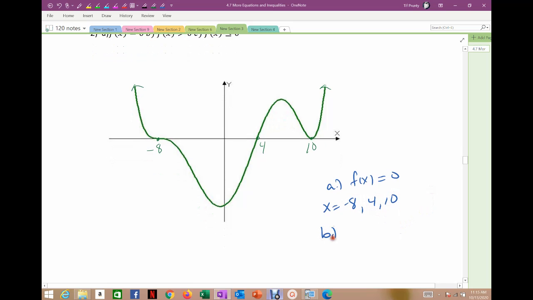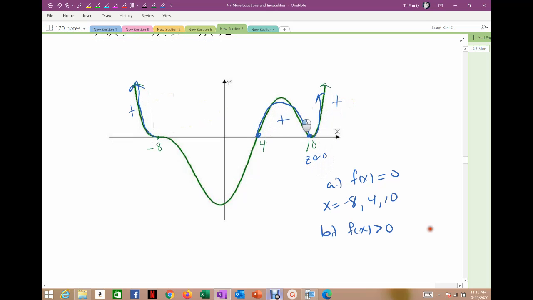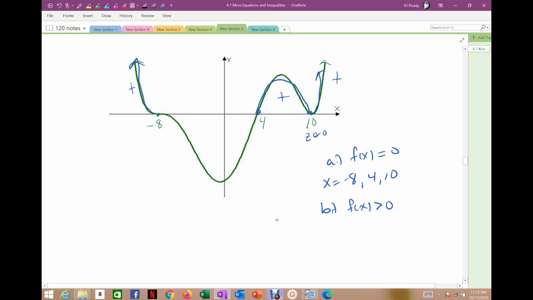Alright, then B is asking for when is it positive? F of x greater than 0, so it's positive. And so the parts that it's positive is here, right? This piece is positive between the 4 and the 10, not including the 10, that's a 0. And then goes positive again after the 10. Alright, so there's 3 places where it's positive.